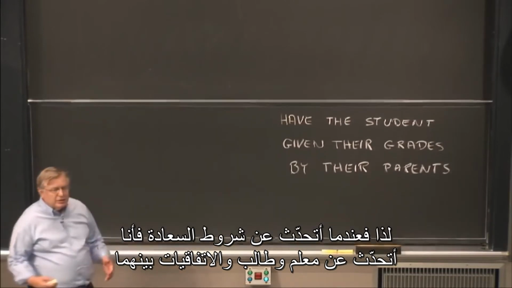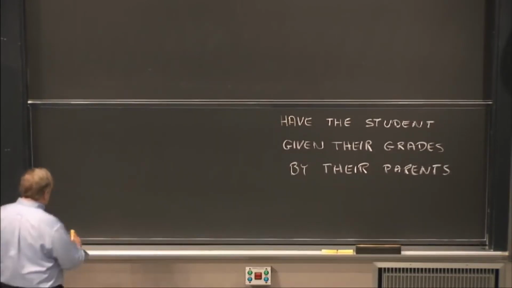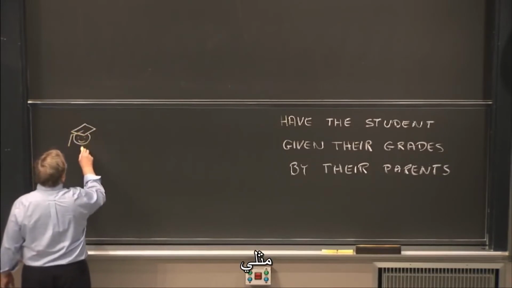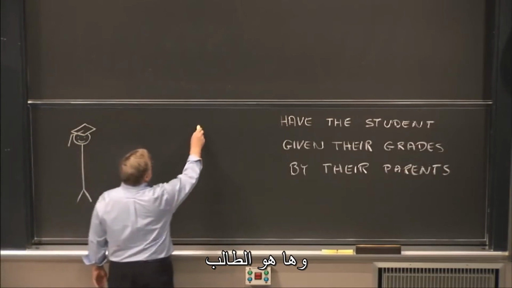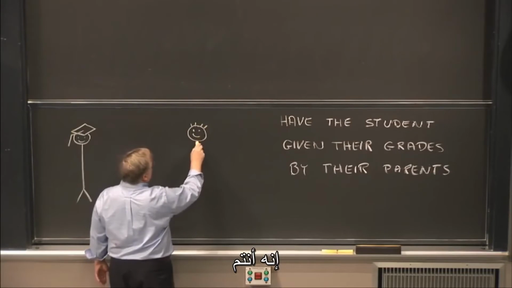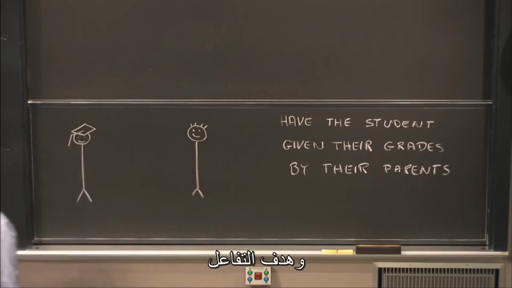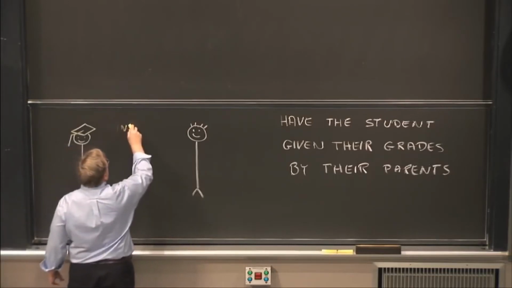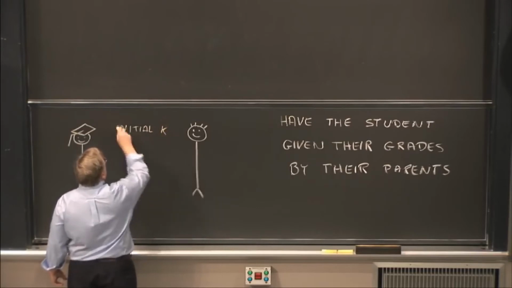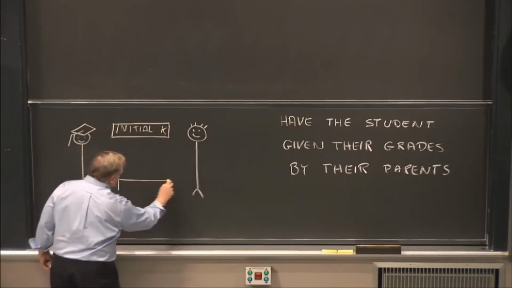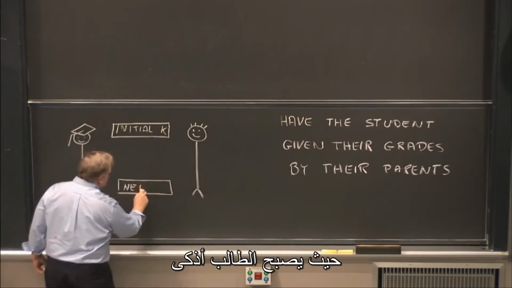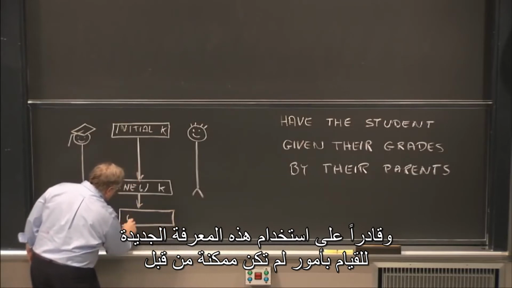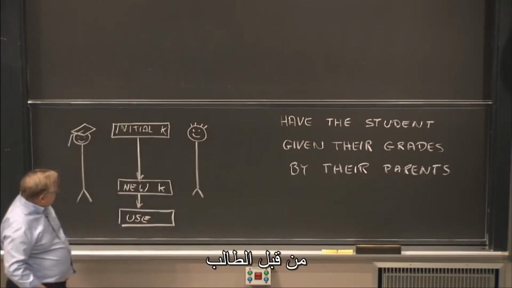So when I talk about felicity conditions, I'm talking about a teacher and a student and covenants that hold between them. So here's the teacher. That's me. And here's the student. That's you. And the objective of interaction is to transform an initial state of knowledge into a new state of knowledge so that the student is smarter and able to make use of that new knowledge to do things that couldn't be done before by the student.